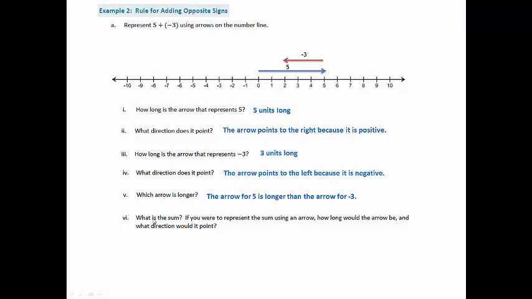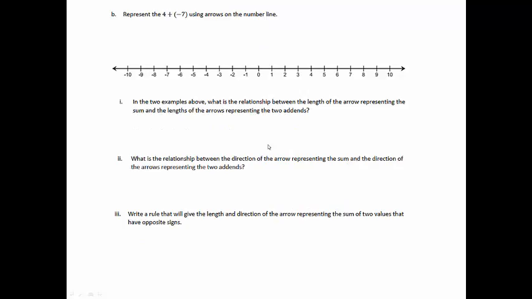And question 6 asks, what is the sum? Well, you can see that this arrow ends at 2. And then if we were to represent the sum using an arrow, the arrow would be 2 units long, starting at 0, and it would point to the right. You can see this arrow pointing to the right is the same direction as our 5 that points to the right. The arrow represented would be 2 units long and is pointing to the right, right there.